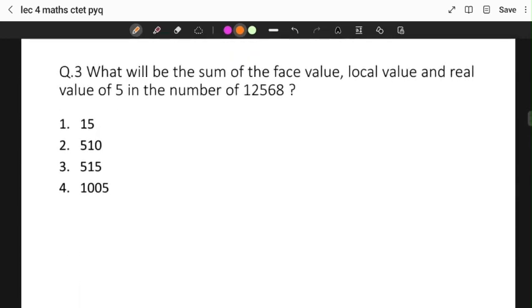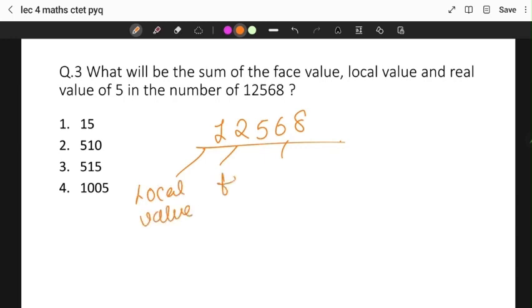What will be the sum of the face value, local value and real value of 5 in the given number 1, 2, 5, 6, 8? In this given number, we have to assign the local value of 5, the face value of 5 as well as the real value of 5. The local value is exactly the same as the place value that we have discussed. Here the local value of 5 is going to be 500.